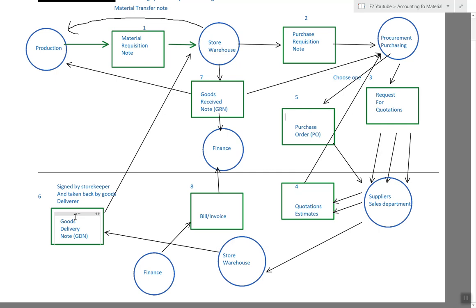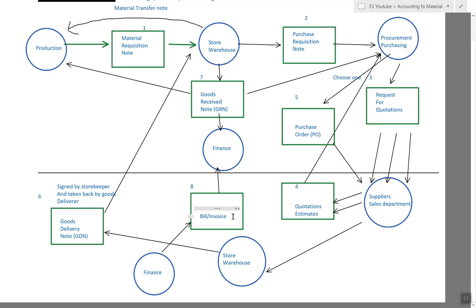So when delivery is made by the supplier, they will have a document, they will give it to the storekeeper, and they will sign it and give it back. Now, storekeeper will prepare his own document called Goods Received Note. One copy will be sent to the purchasing department to let them know that goods have been received. One copy will be sent to the production department to let them know that goods have been received and they will be delivered to them. One copy will be sent to the finance department because finance department will be making payment.